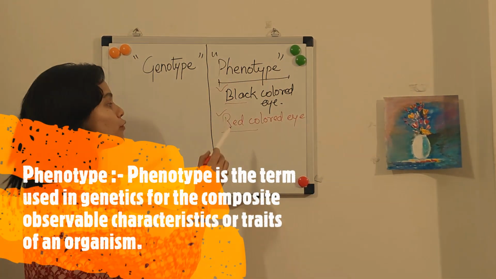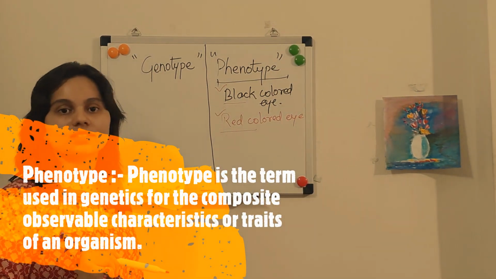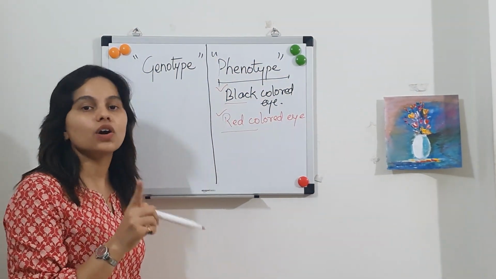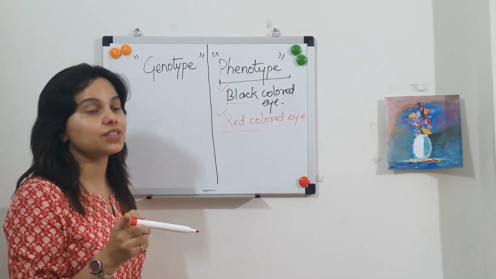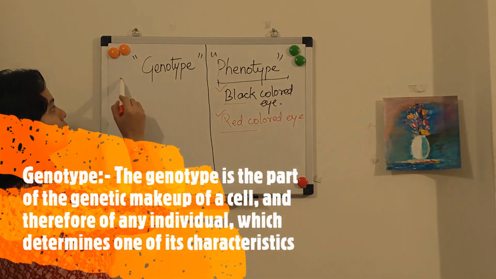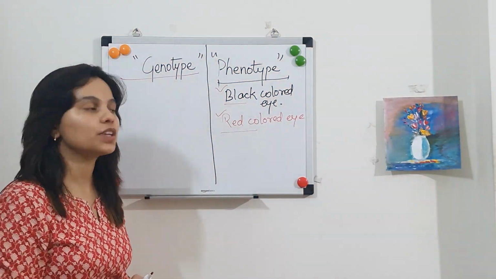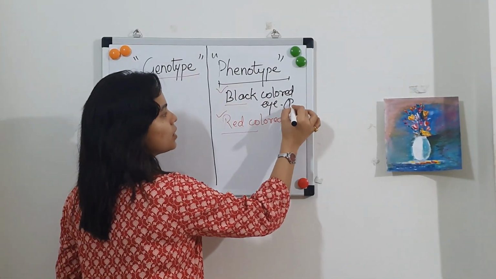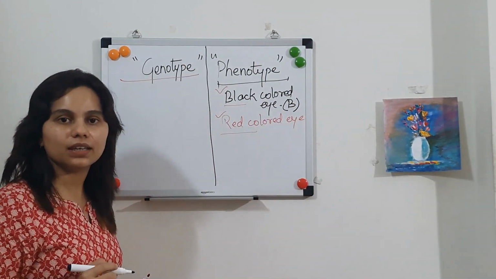But from where are we getting these expressions? We are getting these expressions from the genes or their patterns. So those patterns of genes are termed as genotype. For example, this black colored eye is denoted by capital B.